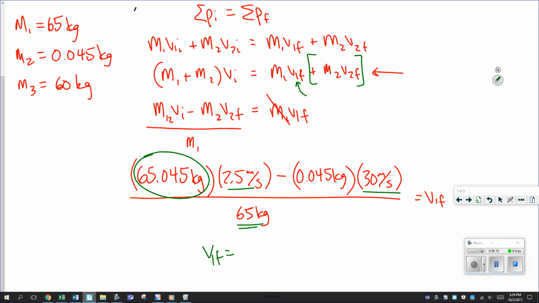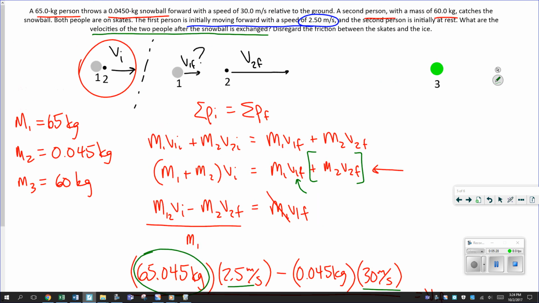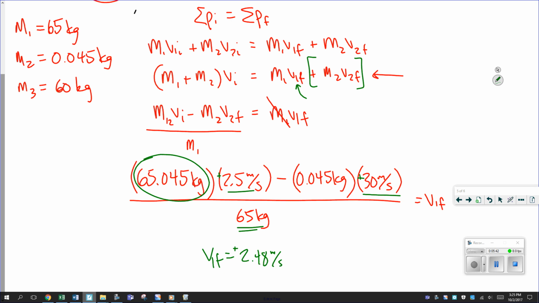I get V1 final 2.48 meters per second. Now, notice I got positive 2.48 meters per second, and the whole time here I called this velocity positive, I called this velocity positive, and what I'm really saying is that this direction is positive, and therefore my positive answer means 2.48 meters per second in the original direction is the best I can say.